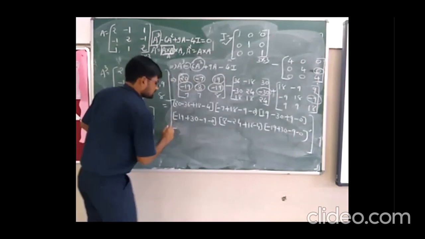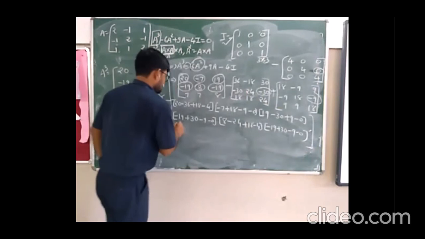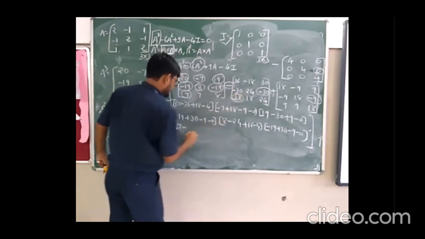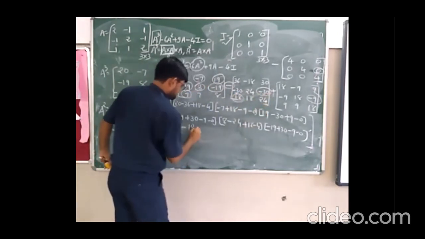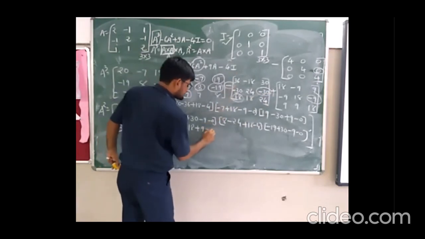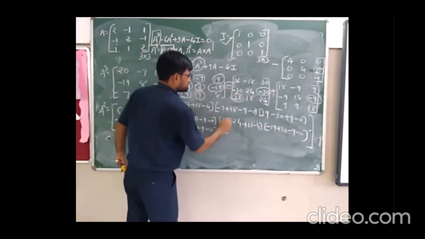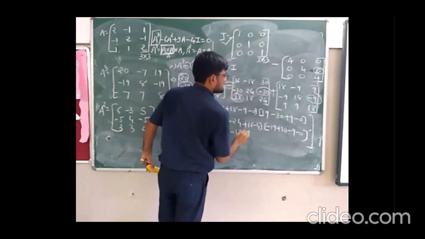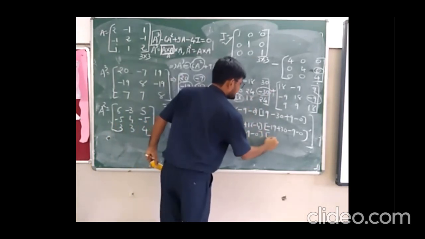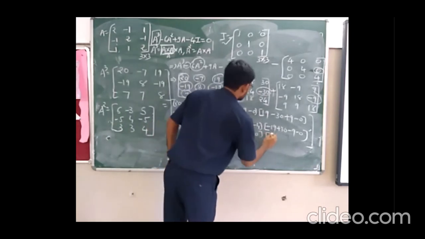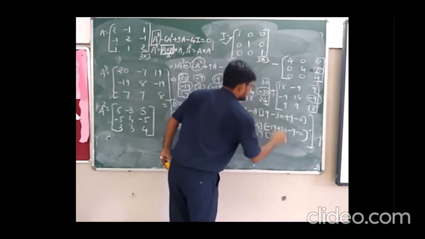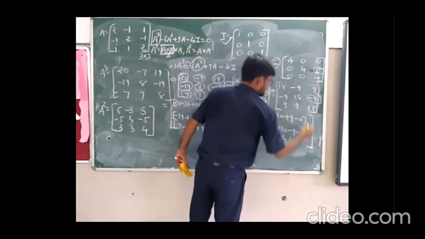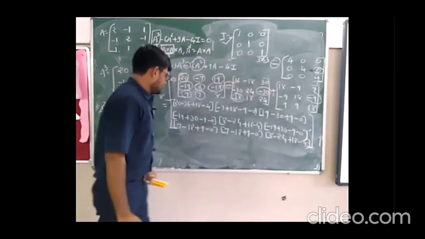Similarly, we'll use the third row. So here, first element is 7 minus 18 plus 9 minus 0. Second element 7 minus 18 plus 9 minus 0. And the third element 8 minus 24 plus 18 minus 4. Okay, now we'll find the final answer.